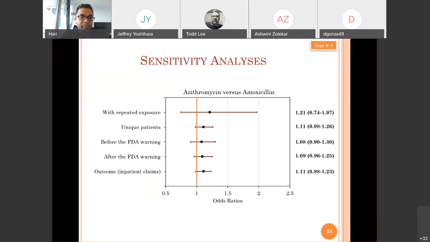sensitivity analysis results. We do see quite a wide interval. Again, a lot of the patients who were included in the analysis were sort of falling into this bucket of unique patients. They only had one exposure. There were only few that had repeated exposures.